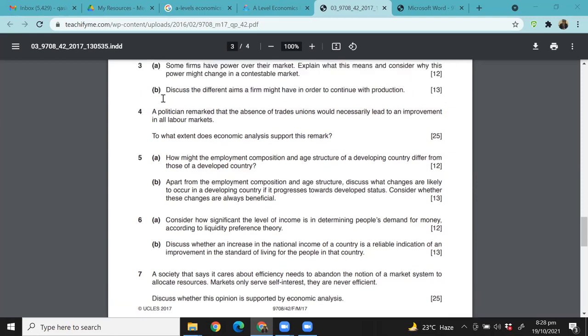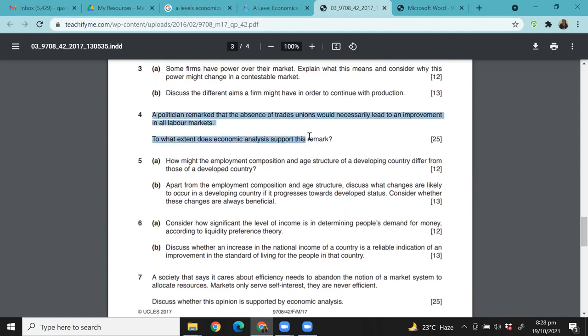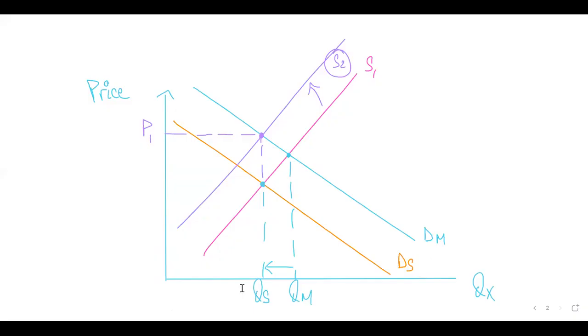Okay. Now the question is saying, a politician remarked that the absence of trade unions would necessarily lead to an improvement in non-labor markets. To what extent does economic analysis support this remark, right? So I think that in this question, we need to start off by telling what labor markets are, and then what competitive or perfect labor markets are, where there are no trade unions and no government intervention and stuff like that. So let me tell you, right?